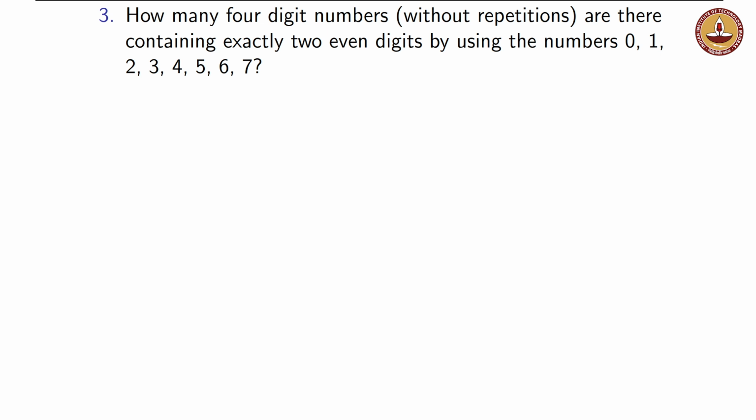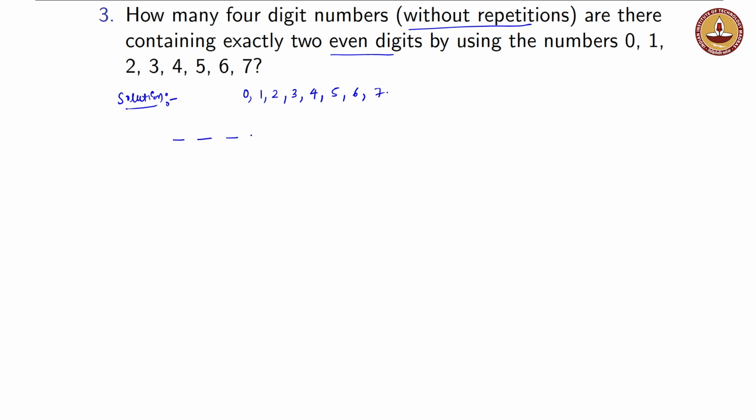So now we will see the third question. This question says, how many 4-digit numbers without repetitions are there containing exactly two even digits by using the digits 0, 1, 2, 3, 4, 5, 6, and 7? Okay, so let's see the solution for this. We have digits 0, 1, 2, 3, 4, 5, 6, and 7. So we have a total of 8 digits. We have to form 4-digit numbers.